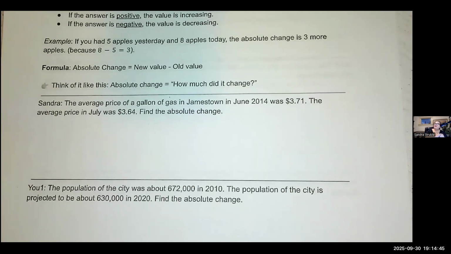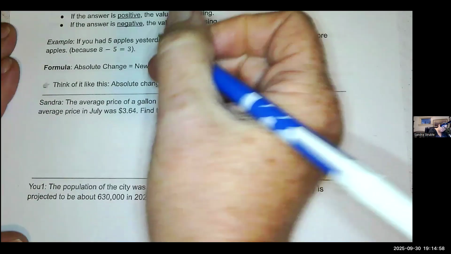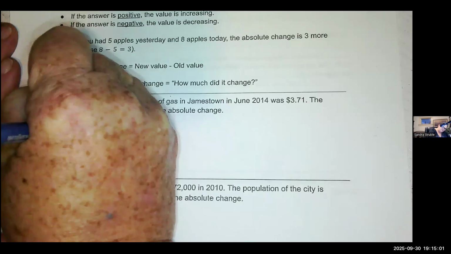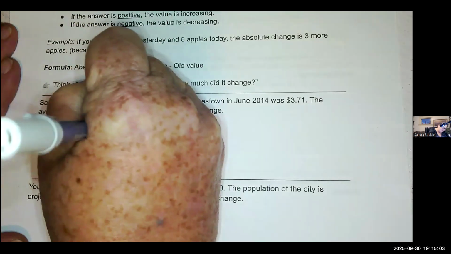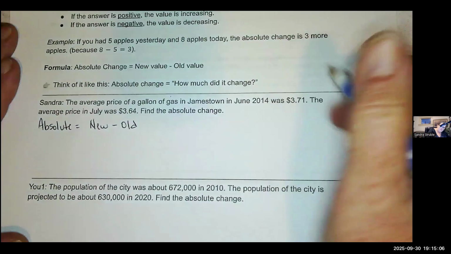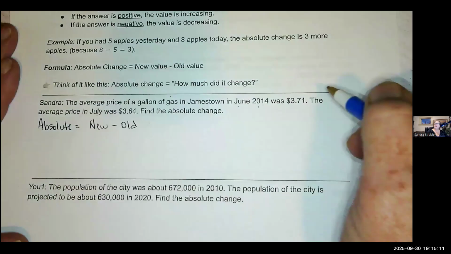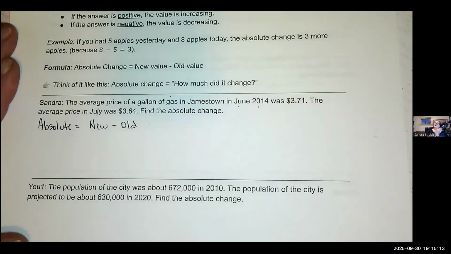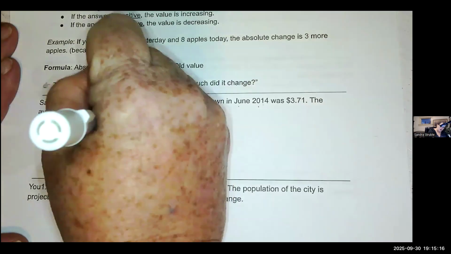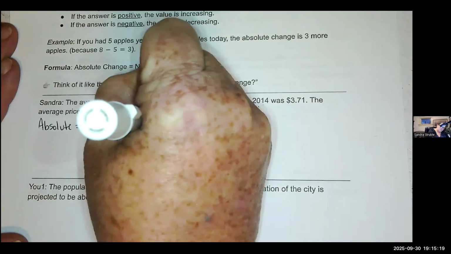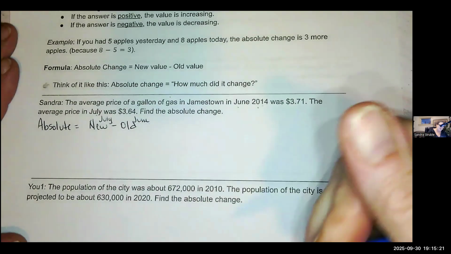The average price of a gallon of gas in Jamestown in June 2014 was $3.71. The average price in July was $3.64. Find the absolute change. Well, that's just going to be the new value minus the old value. This one was in June of 2014. This one was in July. So the newest value is the July one. So you're going to want July, and then you're going to want June's, right? Because July happens after June.